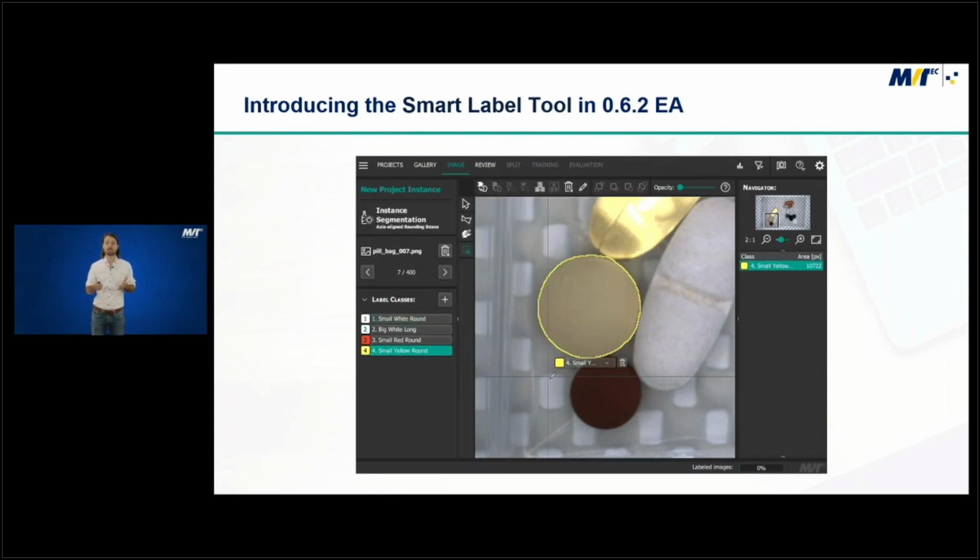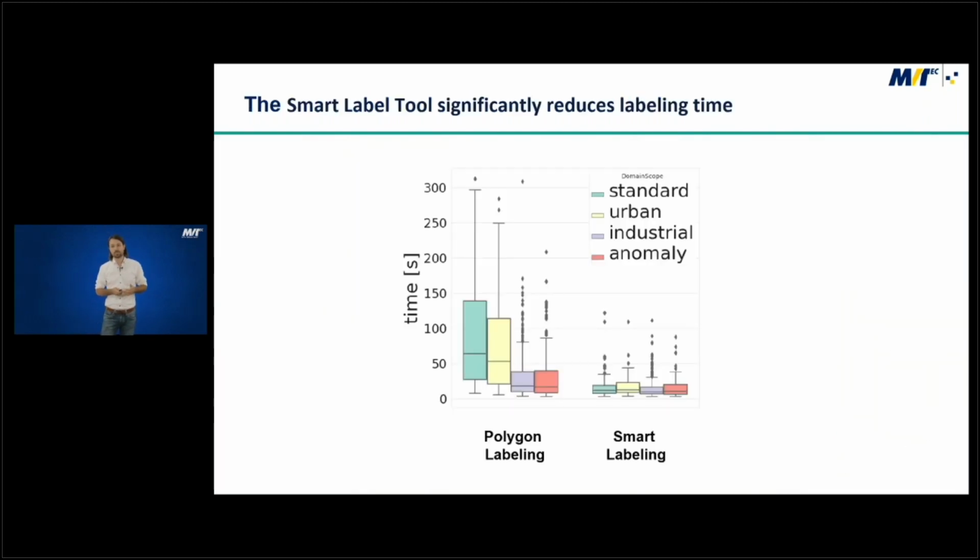The question is how much? And during research, we had several different approaches we evaluated, and I want to show you the results of our benchmark. So we tested this across 4 different datasets. So that's a standard dataset. It's mixed data, then a public dataset with urban scenes, an industrial dataset, and also our anomaly detection dataset.